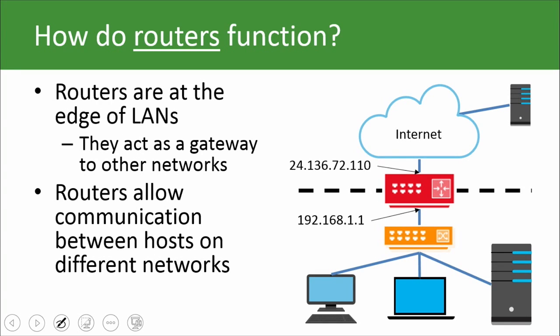Let's talk about routers. Routers are at the edge of a local area network, and they're the devices responsible for connecting us to the internet. They act as a gateway to other networks. Routers allow communication between hosts on different local area networks. So we can connect to local area networks via a router, and that's how you make up the internet, right? You connect a bunch of local area networks to each other.